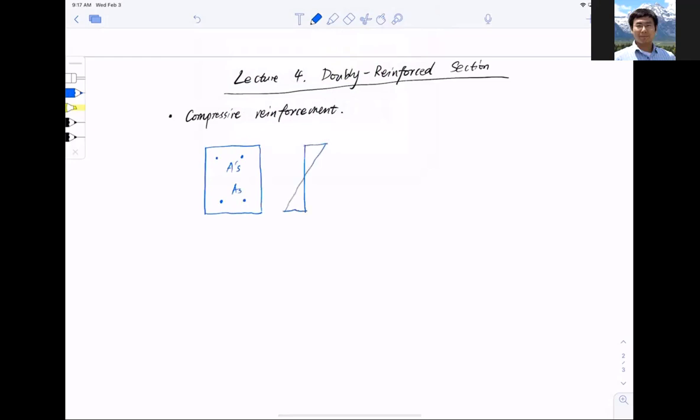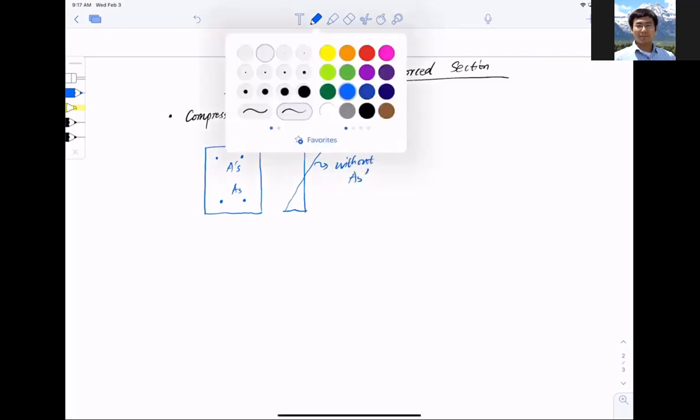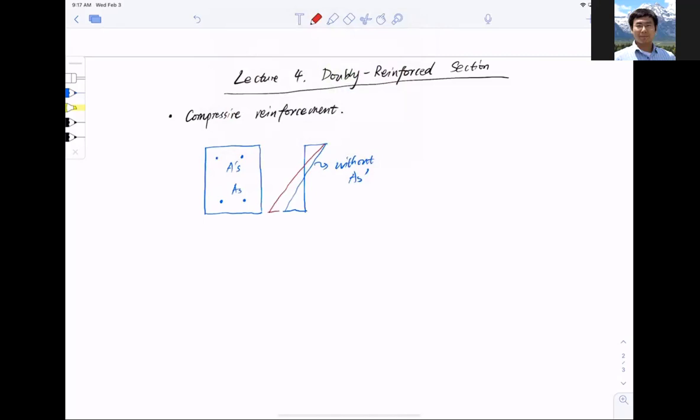That is, if I use the blue line, this is without As prime, and I use the red line to show that this is with As prime. Now you see that the strain in the steel, epsilon s, here has been increased significantly. So the purpose of providing compressive reinforcement is to add ductility. Ductile, right? Ductility means that I increase the strain in the steel.